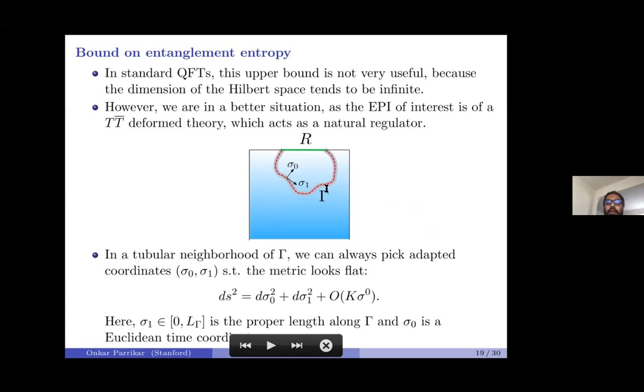Maybe we should discuss this at length a little bit later, but for now, let me just say that since we are only interested in the dimension of the Hilbert space, we want to compactify this tubular neighborhood and send the length of this time circle beta to zero. So in other words, we want to consider a tubular neighborhood around this cut, which is going to zero in its extent along this perpendicular direction. And because the corrections enter with K times sigma naught, or the extent in the perpendicular direction, in that limit, we expect that those corrections are not important.